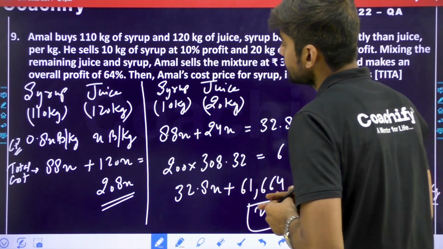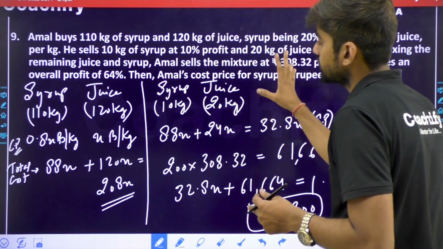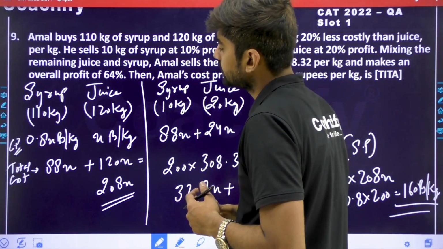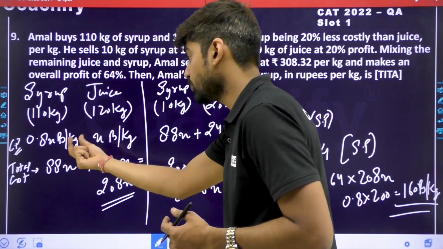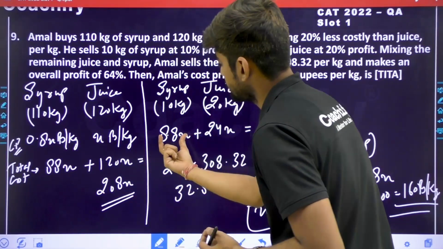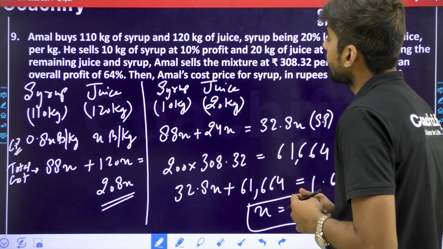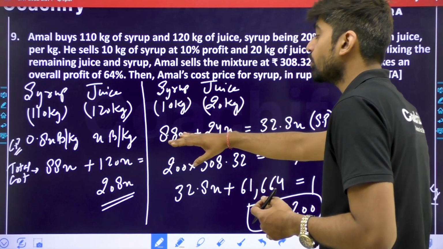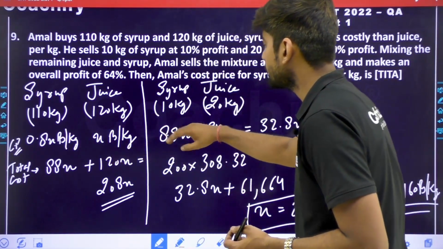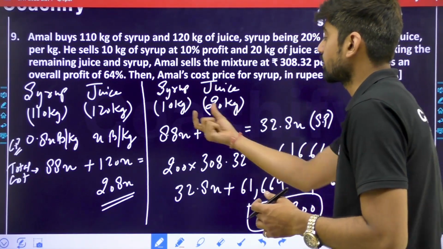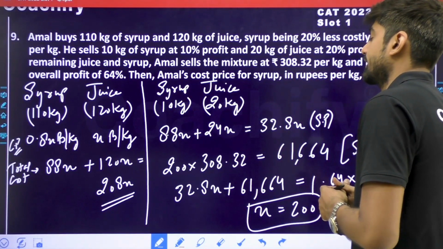Now the question says you are selling 10 kg of syrup at 10% profit. That gives you a selling price per kg for syrup as 1.1 into 0.8x, which is nothing but 0.88x. And how did I get this? This was per kg. I have multiplied it with 10 kg, the total quantity, which gives me 8.8x.